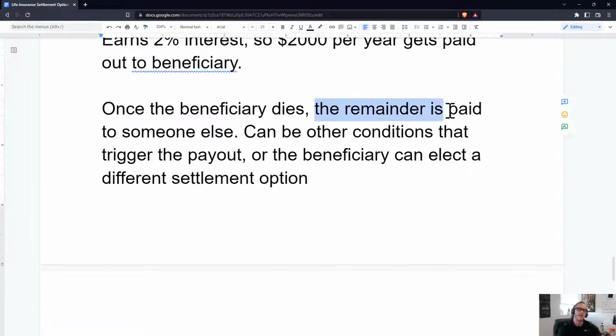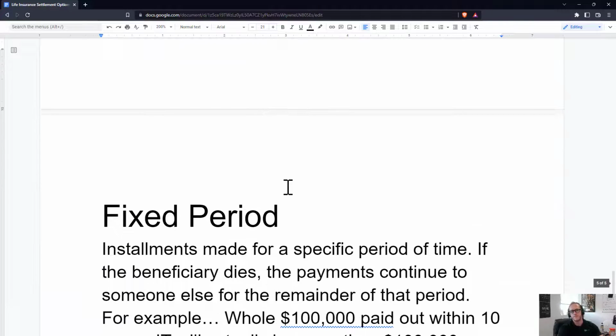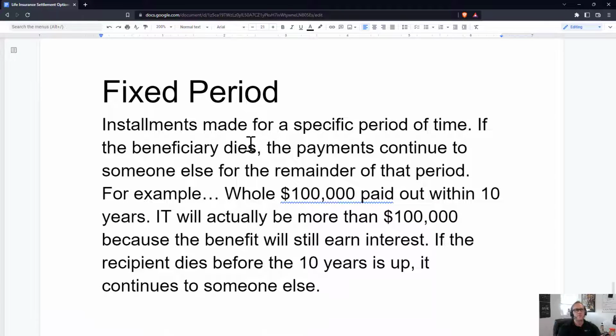Now, once the beneficiary dies, the remainder is paid to someone else. So say they die before they can make up their mind of how they want it to be distributed, someone else gets that lump sum. Or it can be other conditions that trigger the payout too. So there's other things that can trigger when this gets paid out. Or the beneficiary can elect a different settlement option too. So they can say, you know what, I don't want to receive the interest anymore. I just want to get the cash.